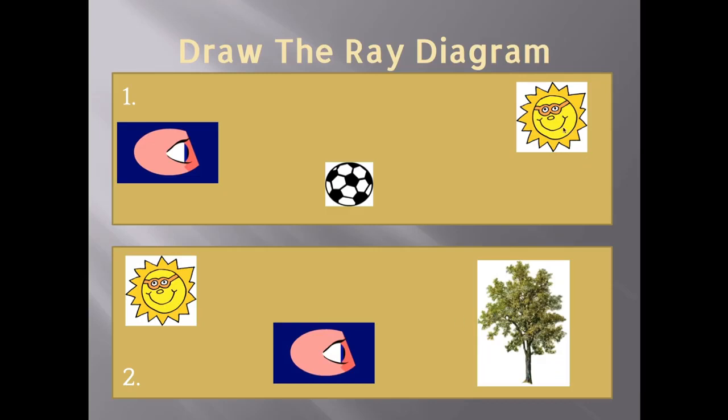So the ray will come from the sun to the ball, and from the ball to the eye. So there'll be a straight line from here to here with an arrow on it, and a straight line from here to here with an arrow on it going from the ball to the eye. Here we have the straight line from the sun to the tree, and a straight line from the tree to the eye. So a straight line with an arrow on it going from left to right, and a straight line with an arrow on it going from right to left into the eye.